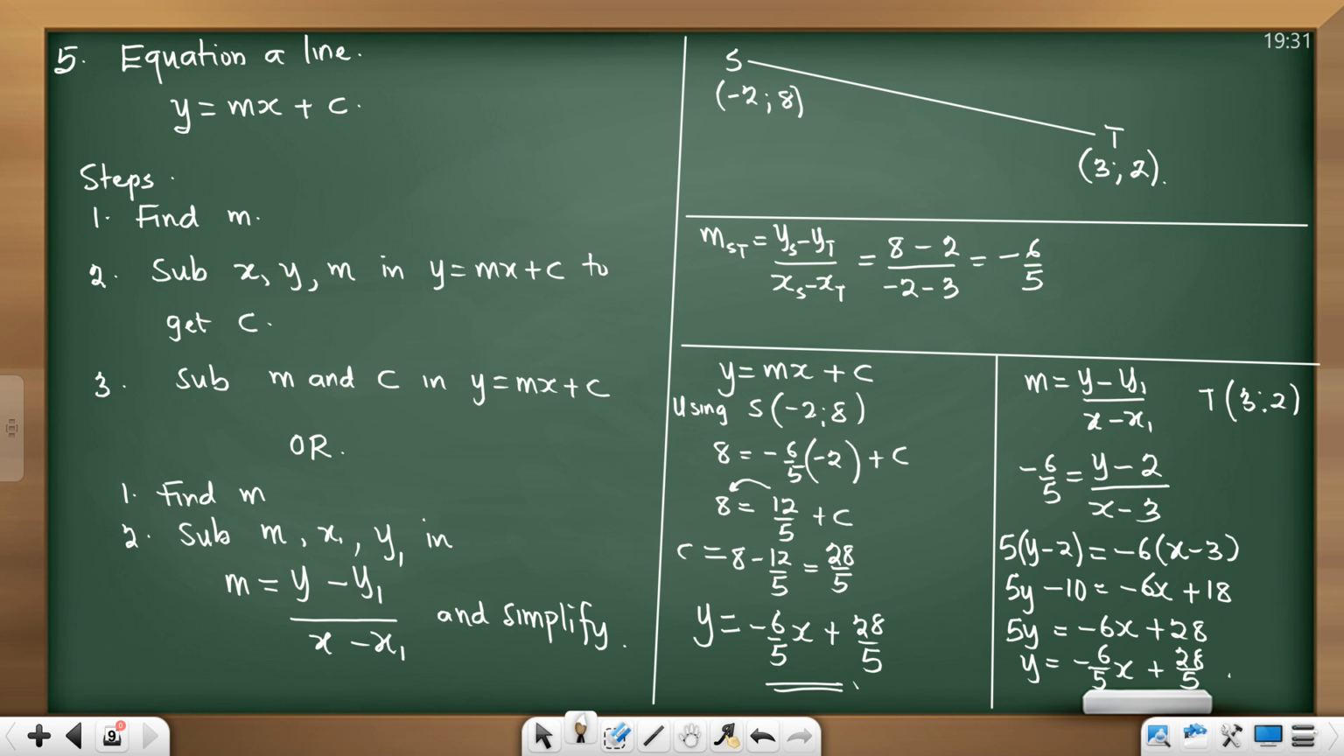Everybody okay? This is grade 10. There's only one new thing that we did so far. Only one. The rest is revision. Only one new thing, which is angle of inclination. Please, equation of the line is very, very important.